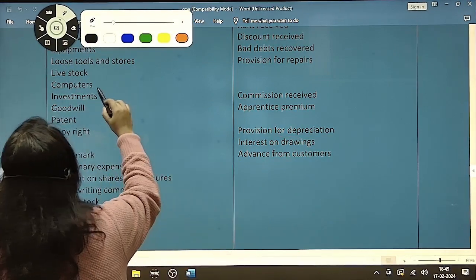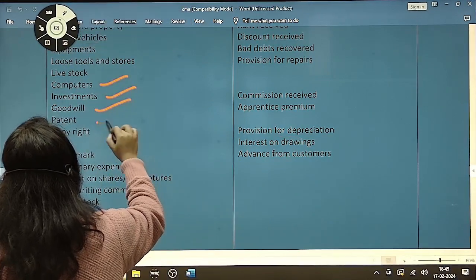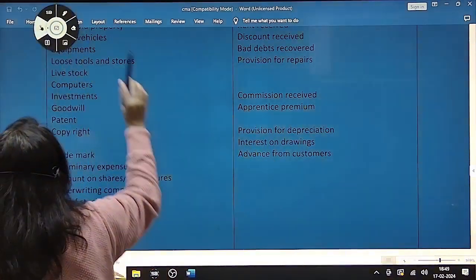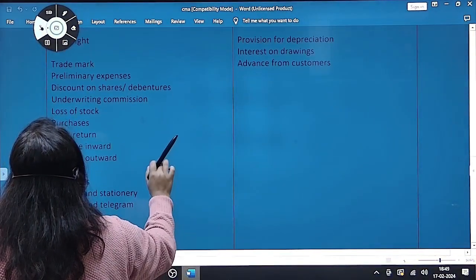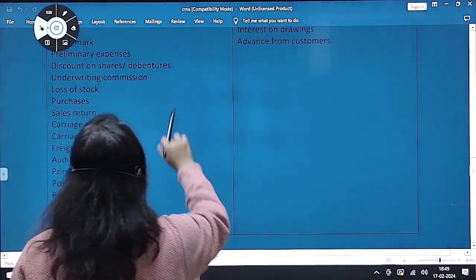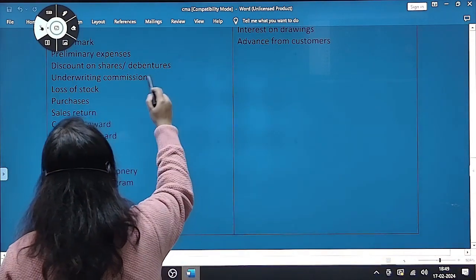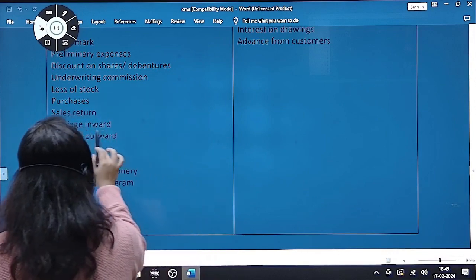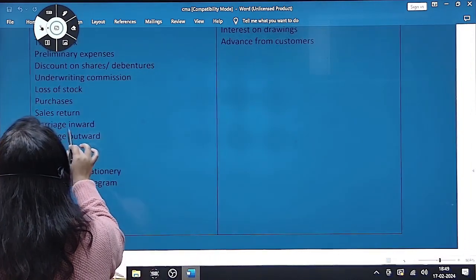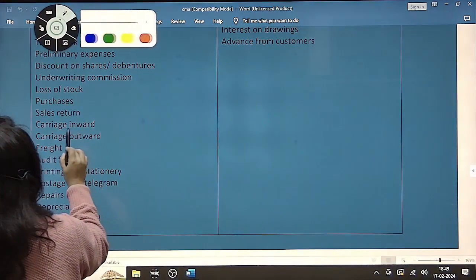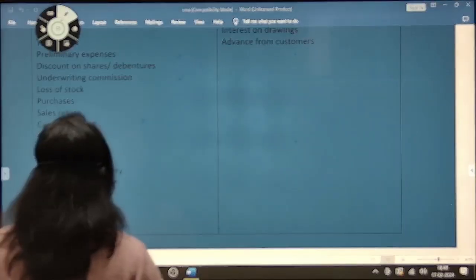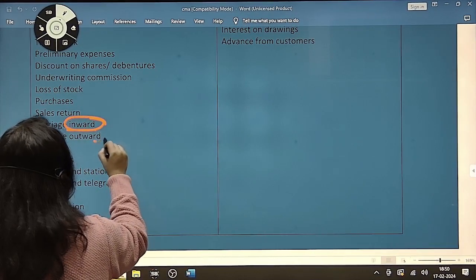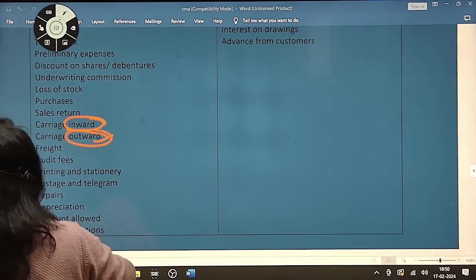Equipments, livestock, computer, investment, goodwill, patent, copyright. This side also you can see. Then trademark, preliminary expenses, discount on shares and debentures, underwriting commission, loss of stock, purchase, sales return, carriage inward. Carriage inward is any carriage involved with buying of goods, and that related to selling of goods is called carriage outward.